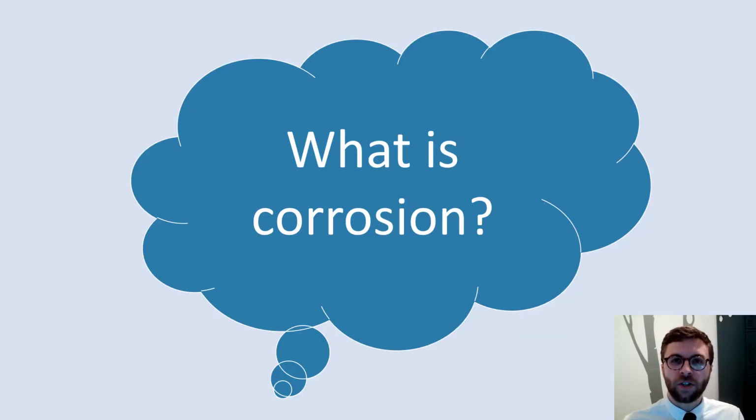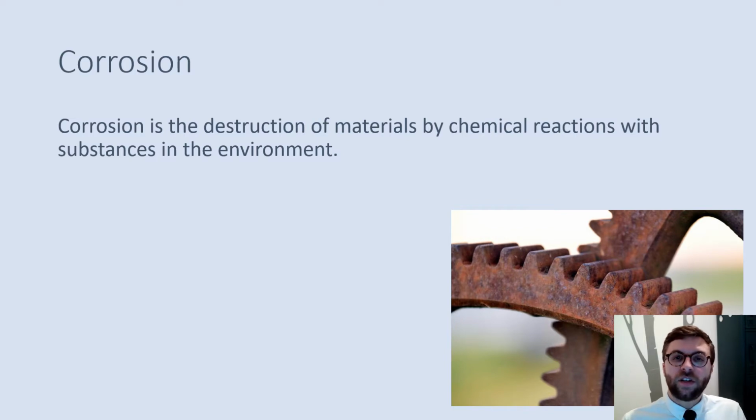So what is corrosion? Have a think. What do you understand by that word? The definition that you need to know of corrosion is that it's the destruction of materials by chemical reactions with substances in the environment. These substances are commonly things like oxygen and water that are reacting with materials.